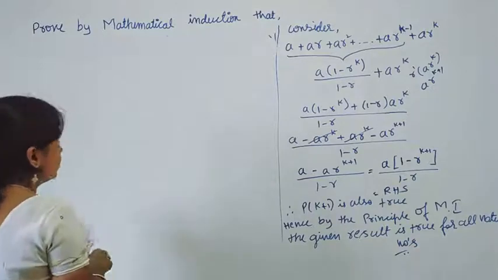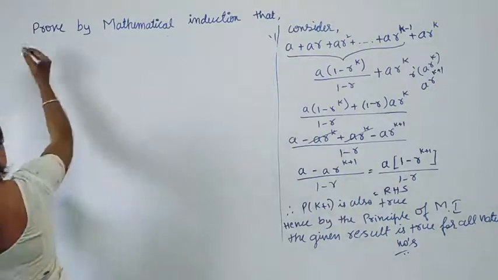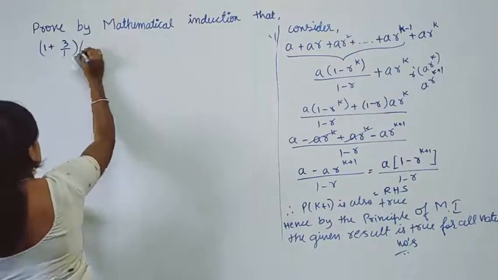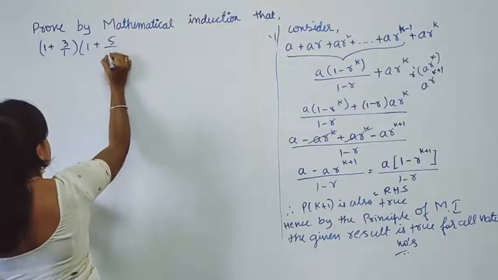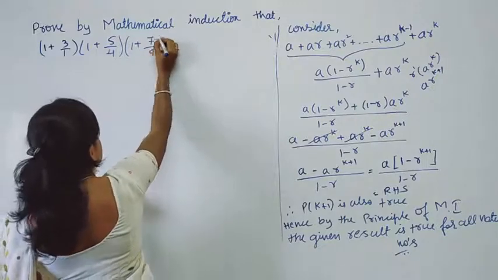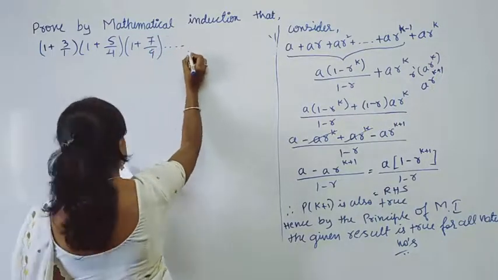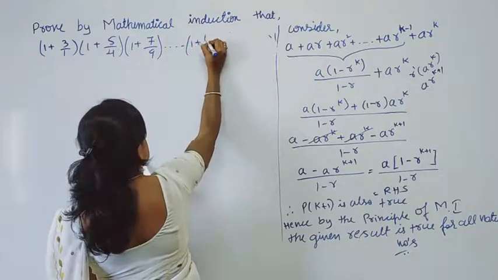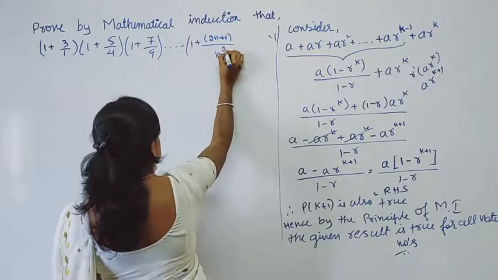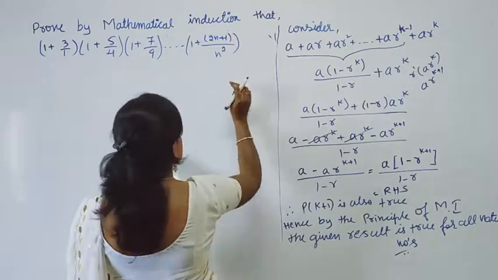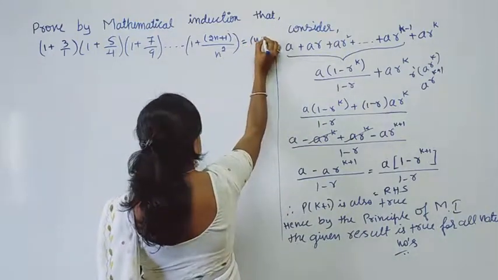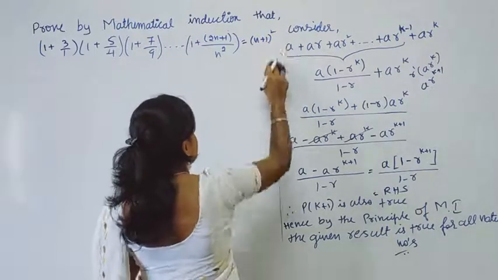The problem is, prove by mathematical induction that (1 + 3/1)(1 + 5/4)(1 + 7/9)... (1 + (2n+1)/n²), this is the nth term, is equal to (n + 1)² for all n belongs to N.